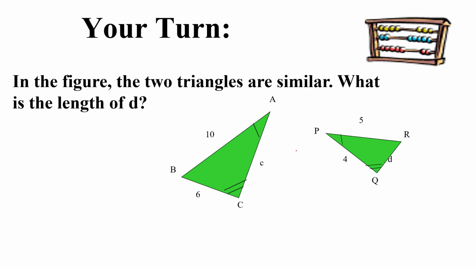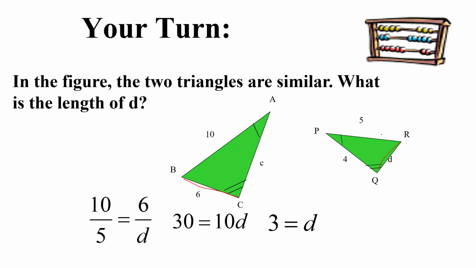Now what about the length of D? Again, since we're dealing with the same triangle, we're just going to set up for proportion. So we can still use the 10 over 5 because that ratio is still going to be consistent. But now notice we're using the 6 corresponds with side D. Again, we cross multiply, divide by 10, and our value of D is 3. Setting up proportional relationships with angles is very, very common.